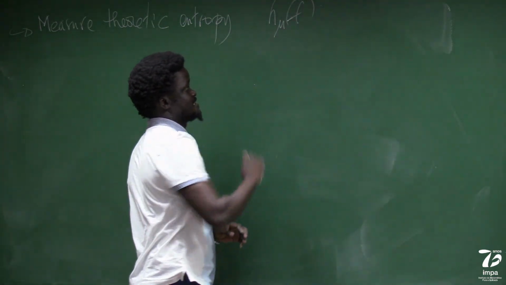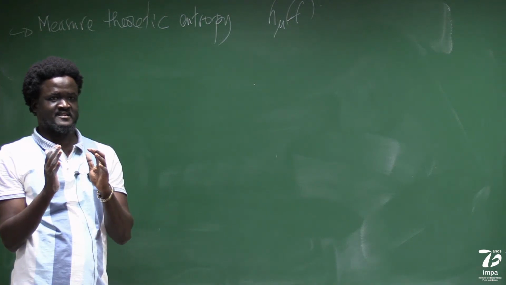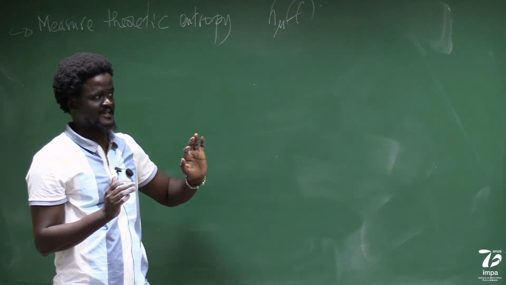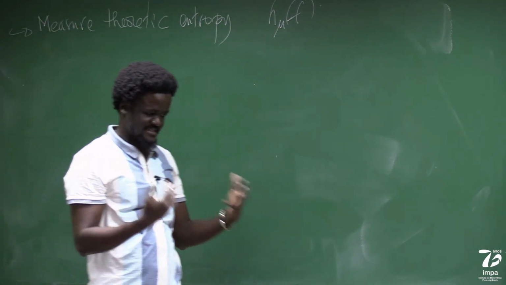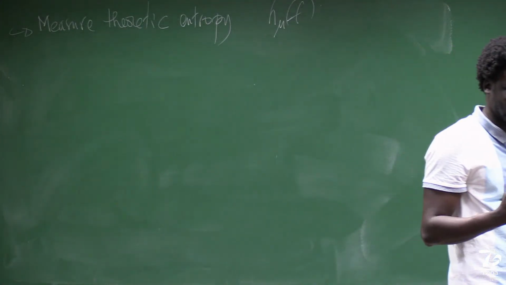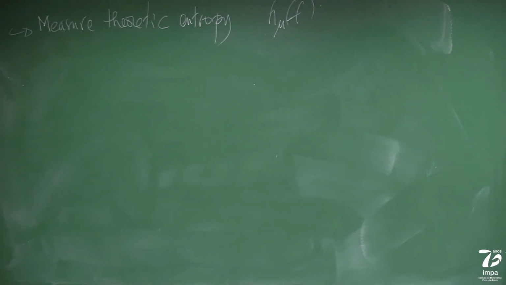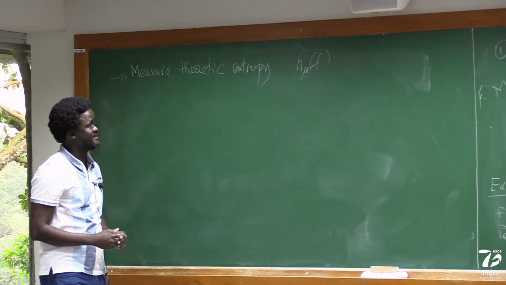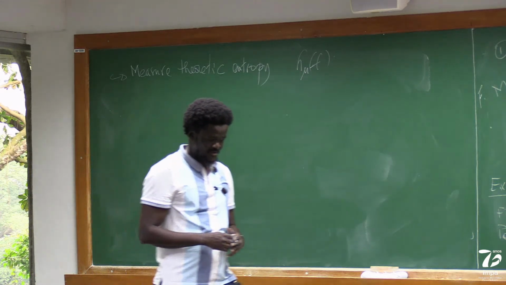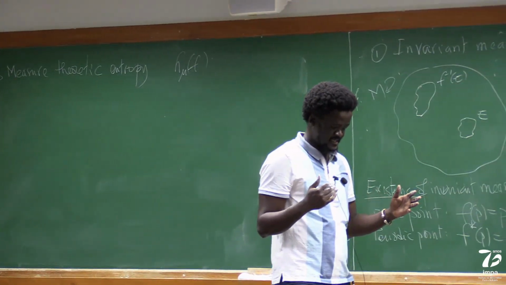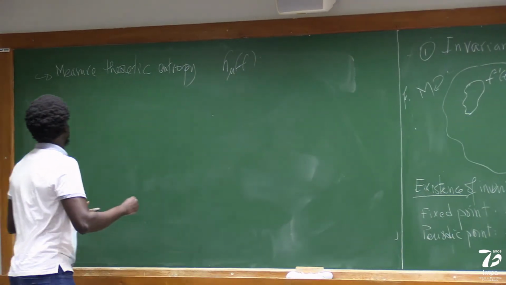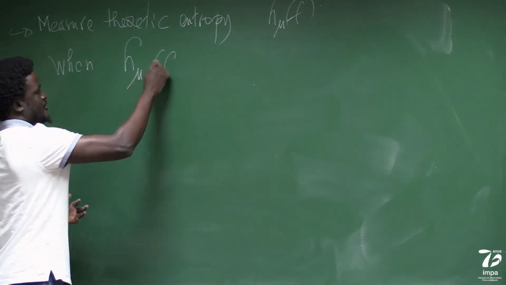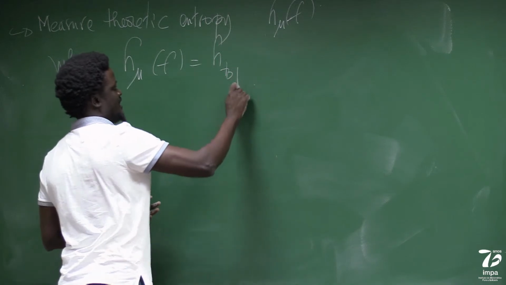So you have a dynamical system. You want to see how much information you get from this measure with respect to this dynamical system. This number being positive, we say that this measure sees a lot about the dynamics, or this number being equal to the topological entropy. So we will be interested in when h mu f equals h top f.